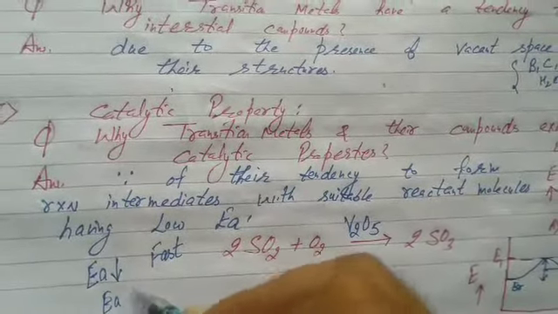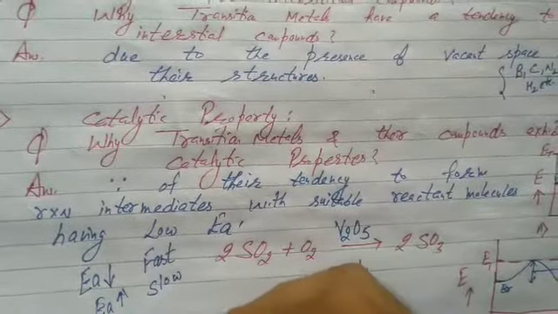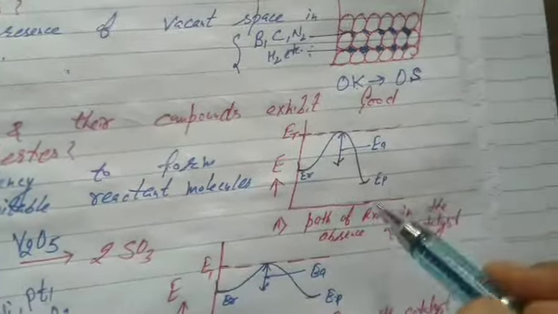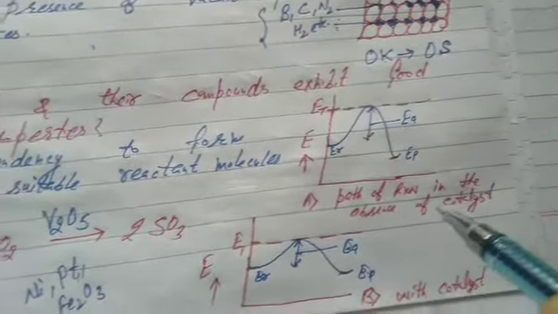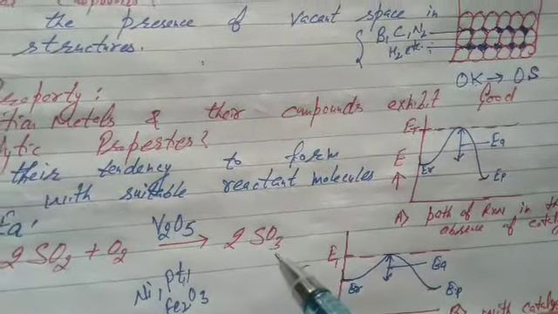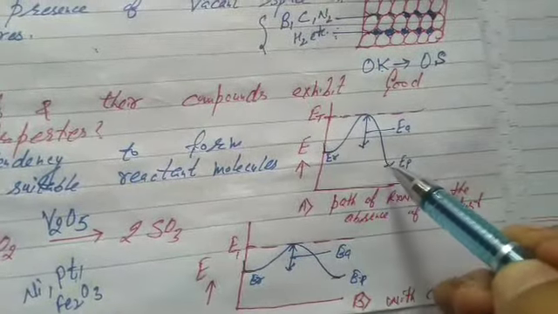And when activation energy is high, such reactions are slow. It means high activation energy, slow reaction, and low activation energy, fast reaction. Please, that's the graph. That's the path of the reaction in the absence of catalyst. Suppose SO2 plus O2 proceeds to give SO3. In the absence of catalyst, that's the path of the reaction. Reactant changes to product.